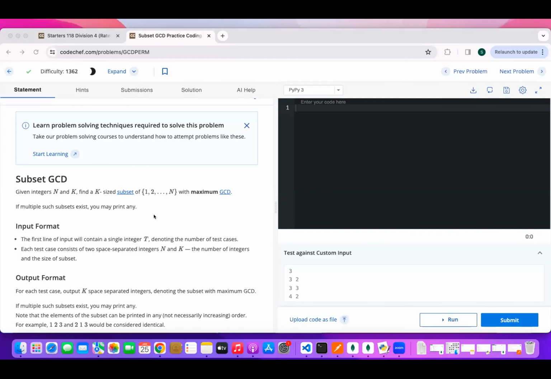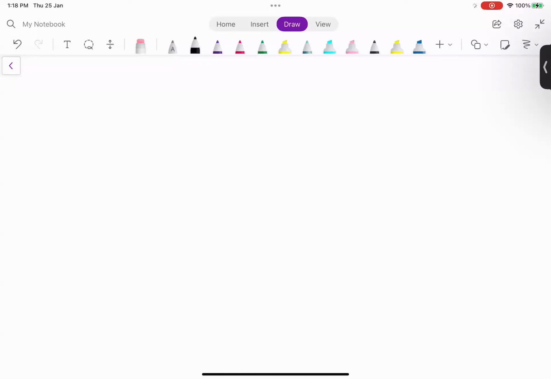The next question of CodeChef Starters 118 is Subset GCD. So basically in this question, we are given N and K. We have a set which has the numbers 1, 2, and so on till N.